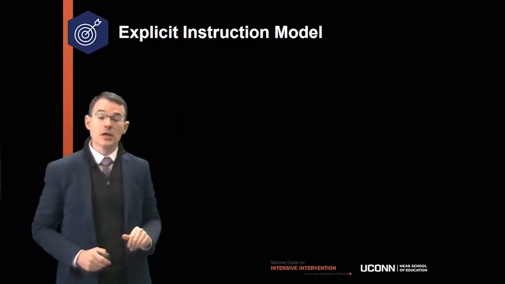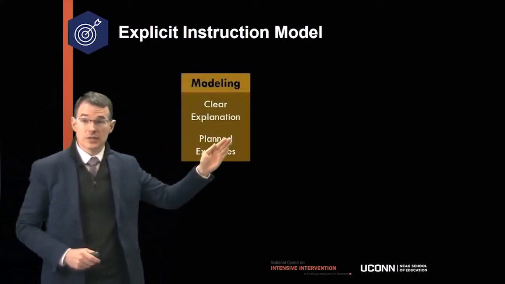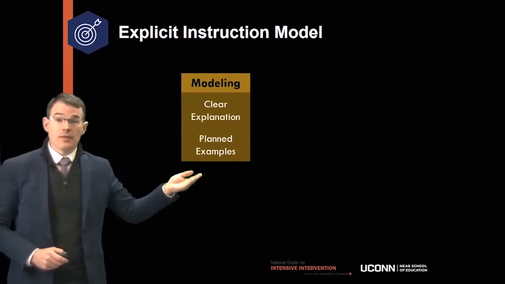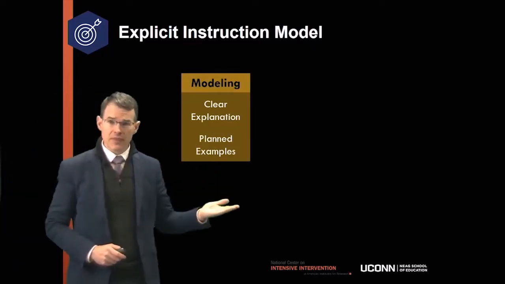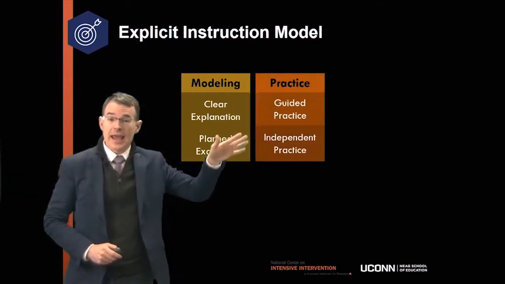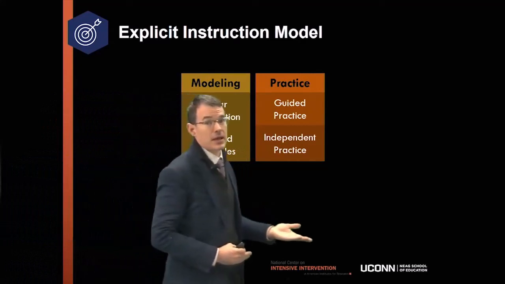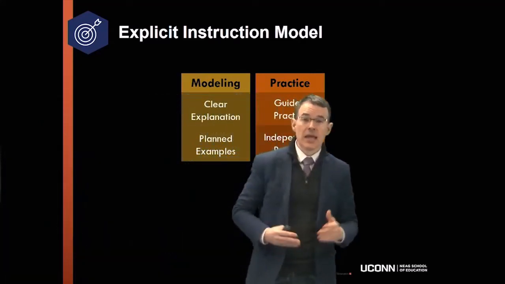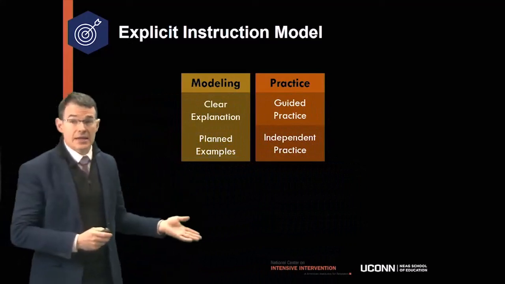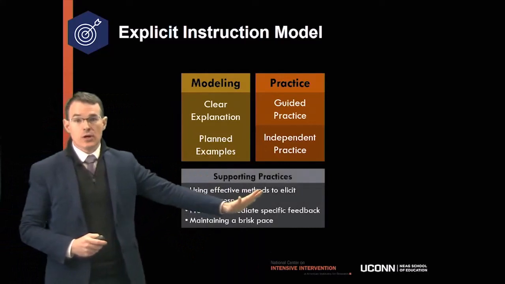Okay, here we go. So first, we have modeling, which involves, as we know, a clear explanation and planned examples to elaborate on the clear explanation. Then we have, of course, 2 kinds of practice. We have both guided and independent practice, and you select one or both of those depending on the kind of skill you're teaching students. And now we move into the thing we're going to focus on in Module 6, and after Module 6 and Module 7, the supporting practices.